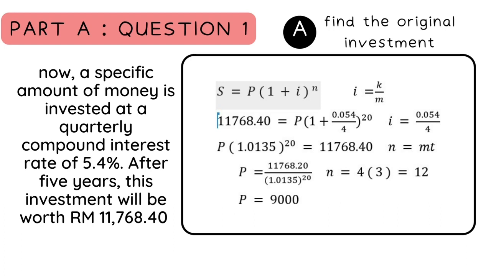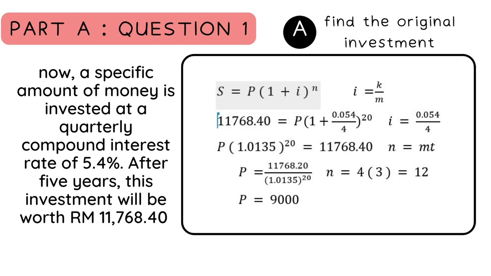Now this is a problem. A specific amount of money is invested at a quarterly compound interest rate of 5.4%. After 5 years, this investment will be worth RM11768.4. Question A. Find the original investment.